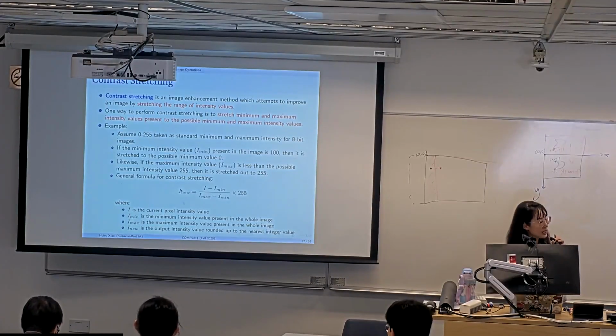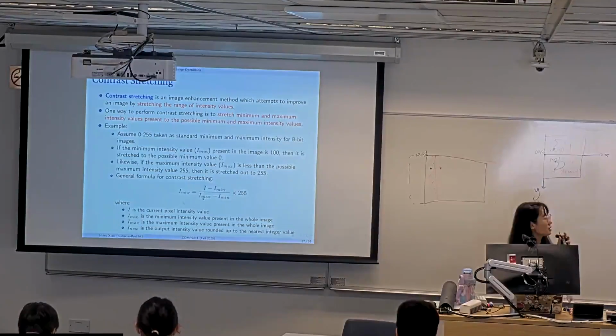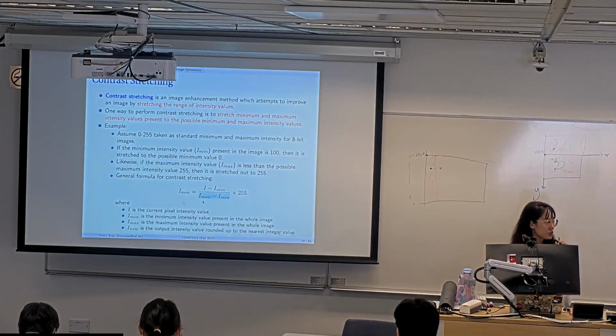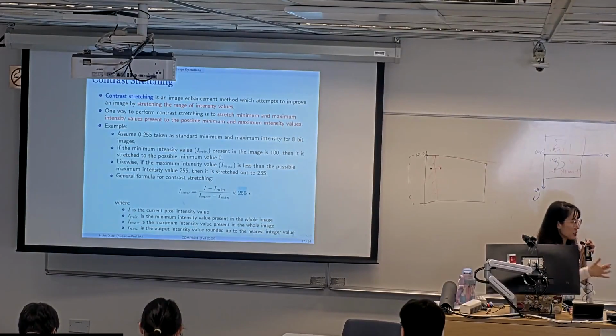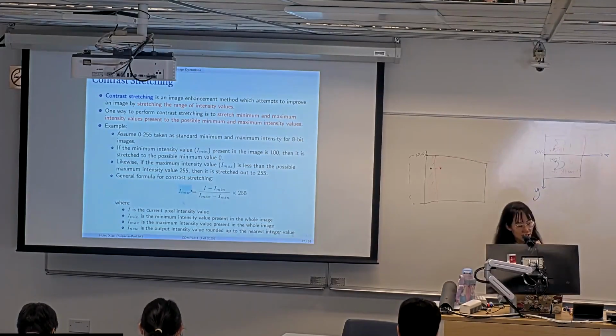For any intensity value, suppose it's I, you can get a new value I new using this stretching. The linear transformation is I minus I min divided by I max minus I min. Note that this is the range in your raw input image, and then times the new range, because now we want to stretch it into the new range 255, so times this new range, and after that we can get the new value for this I new.